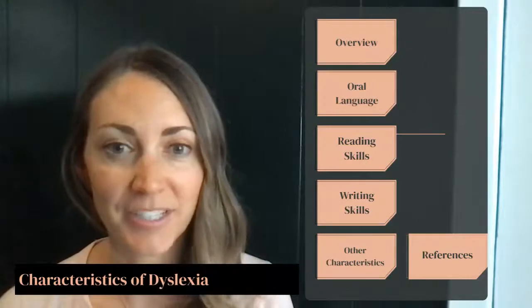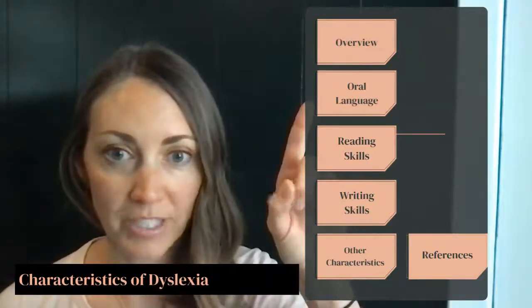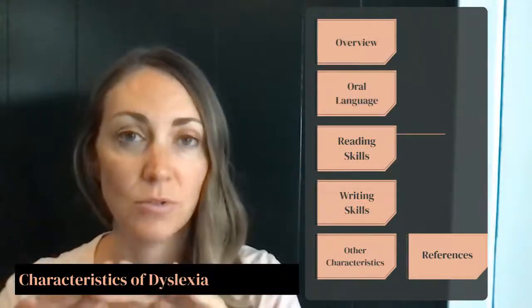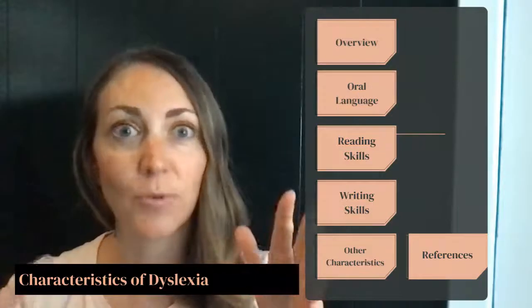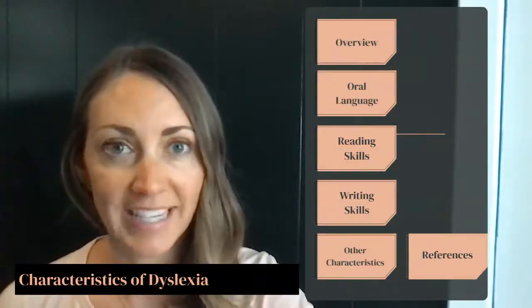So, when you're thinking about literacy, there are three domains to literacy. The first is oral language, then reading, then writing, and they all sort of fit together to combine to be what we come to think of as dyslexia. So, first, I want to talk about oral language.